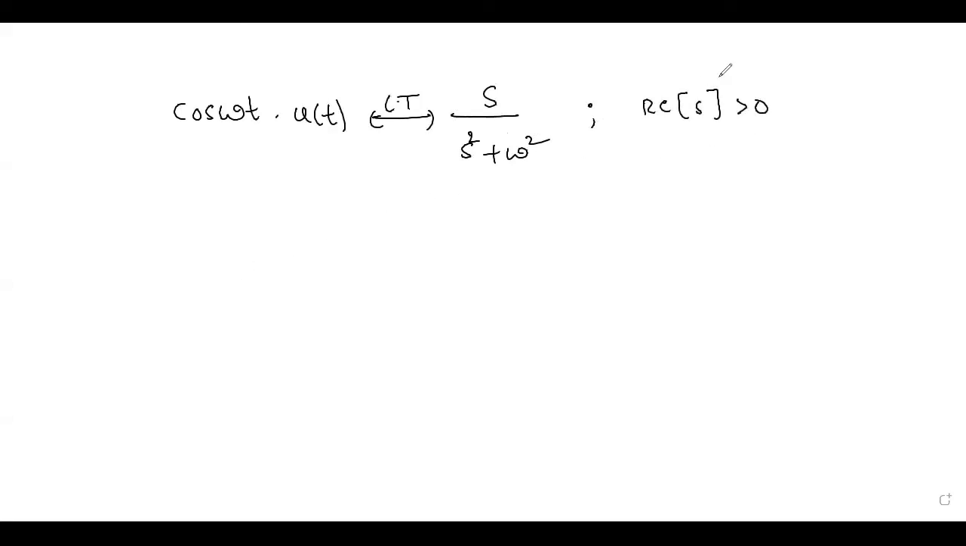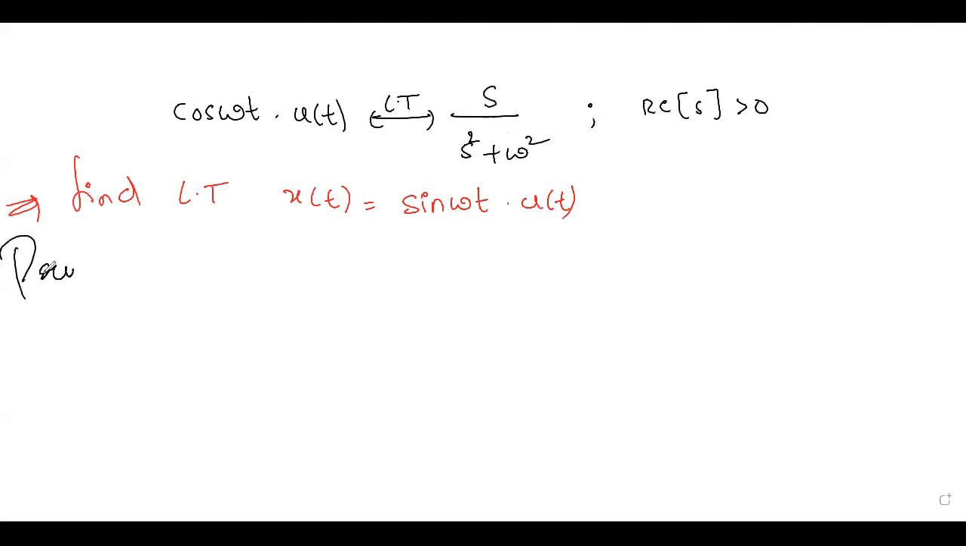So what is the Laplace transform for cos omega t into u of t? S by s square plus omega square, where real part of s is greater than 0. So next, try to find for sin omega t. Important problem. This is also the same procedure. Find the Laplace transform for the signal x of t equal to sin omega t into u of t.